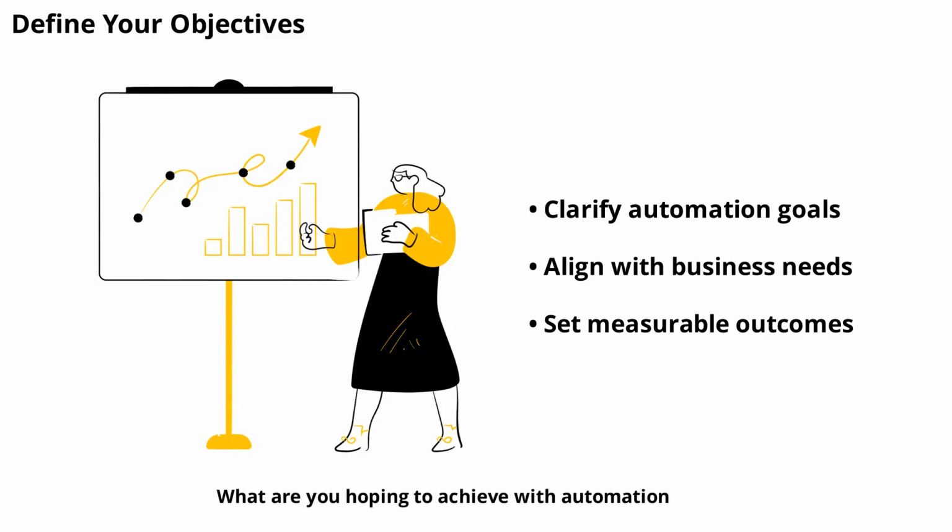What are you hoping to achieve with automation? Are you aiming to improve lead generation, enhance customer engagement, or streamline repetitive tasks? By outlining your goals, your IT team can focus on solutions that directly address your needs, ensuring that the software you choose will deliver measurable results. This foundational step sets the stage for a more targeted and effective selection process.